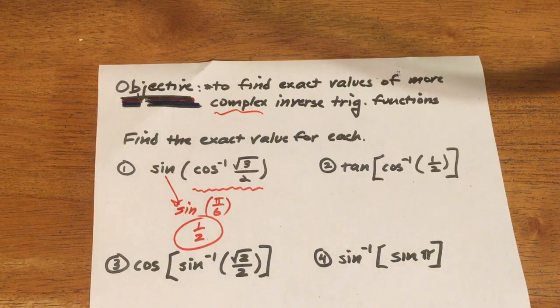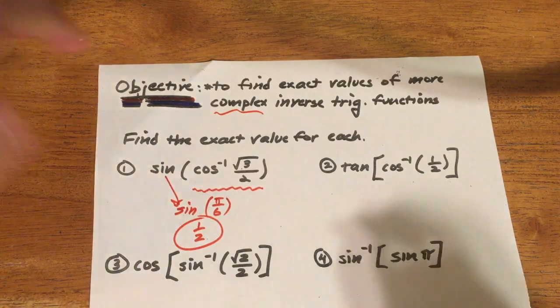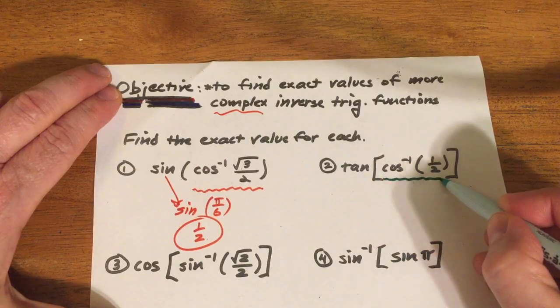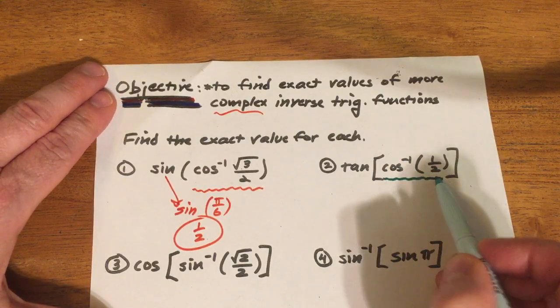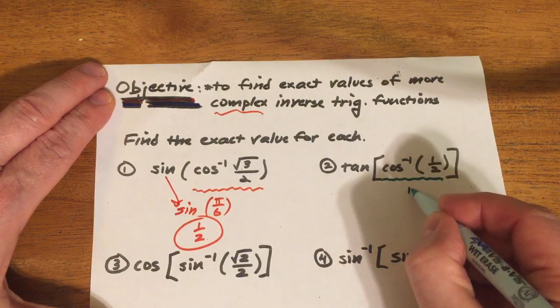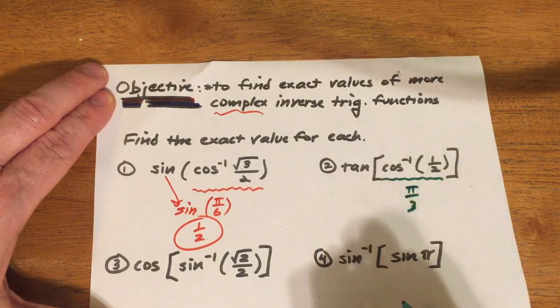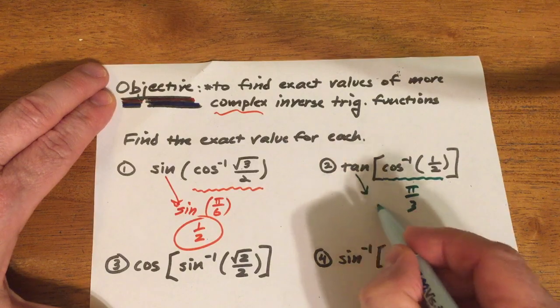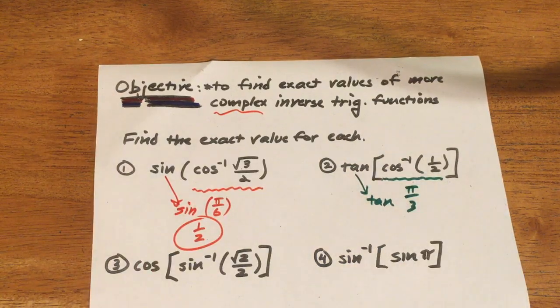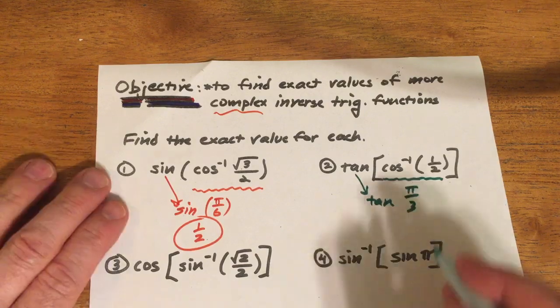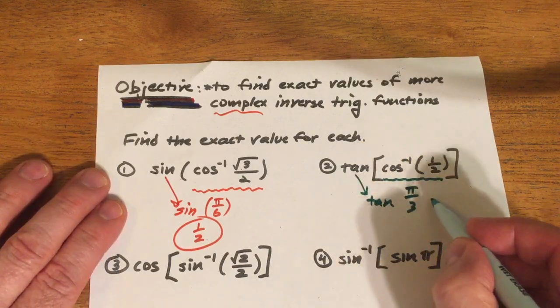Okay, let's take a look at problem number 2. Again, we're going to do what's inside the brackets first. The inverse cosine of 1/2 is going to end up being pi over 3. So this becomes the tangent of pi over 3. Well, what's the tangent of pi over 3 going to be? Tangent of pi over 3 is basically sine of pi over 3.